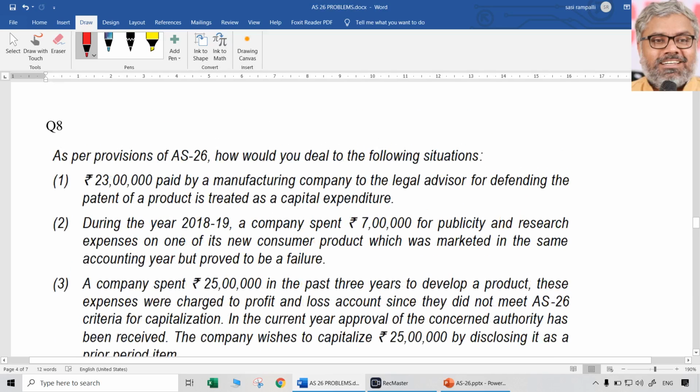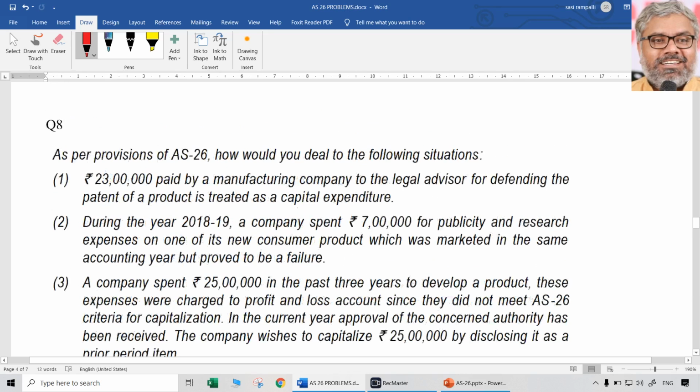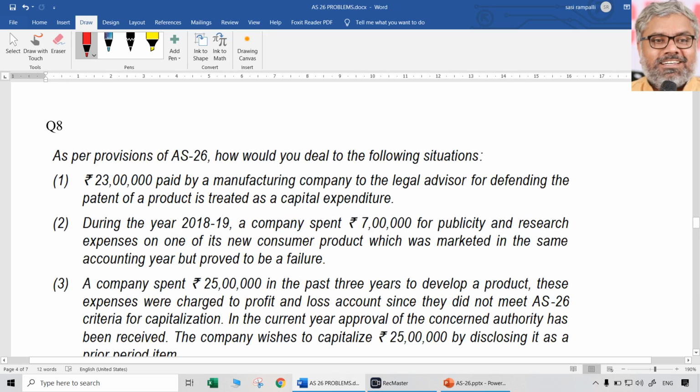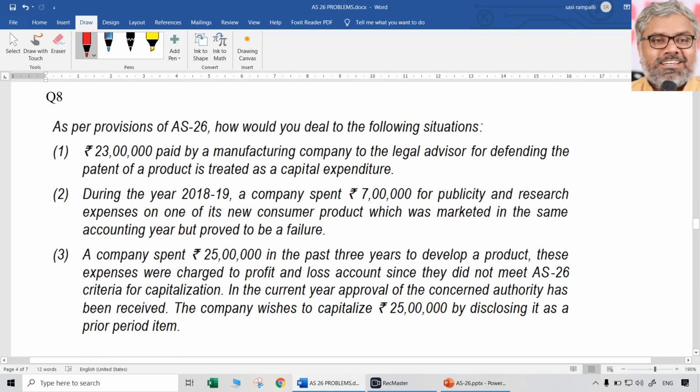Now, question number 8, type of situations can be given, 4 or 5 according to the number of marks awarded, and each of them can be awarded 1 mark or 2 marks as the case may be, and it is very much possible to be asked in the examination. Such type of questions are quite possible. So look at question number 8. As per provisions of AS 26, how would you deal with the following situations? One by one, let us see.